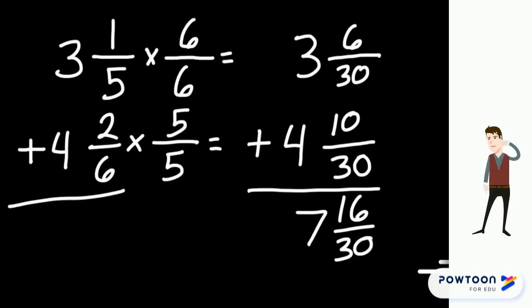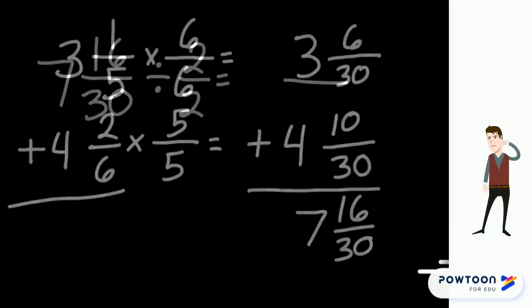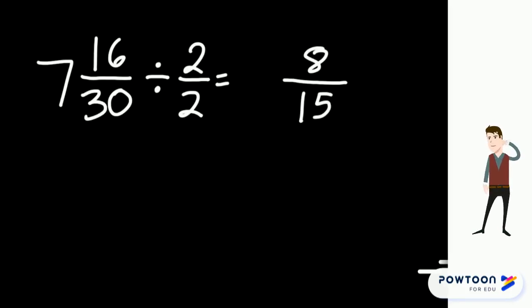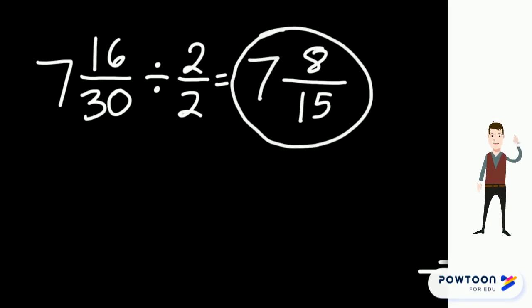The final step is to simplify if we need to. I know that we can divide 16 and 30 by 2. 16 divided by 2 is 8, and 30 divided by 2 is 15, which means that the fraction is 8 over 15. This leaves us with the answer of 7 and 8 over 15.